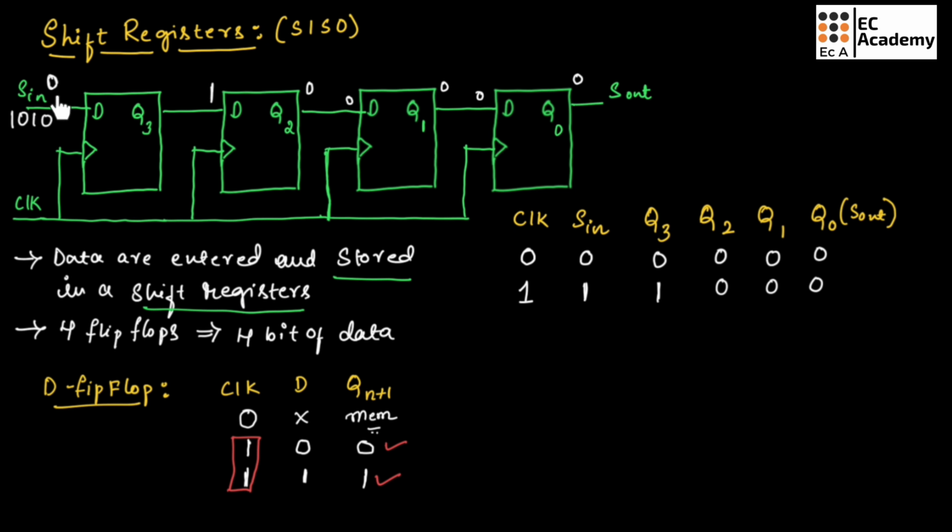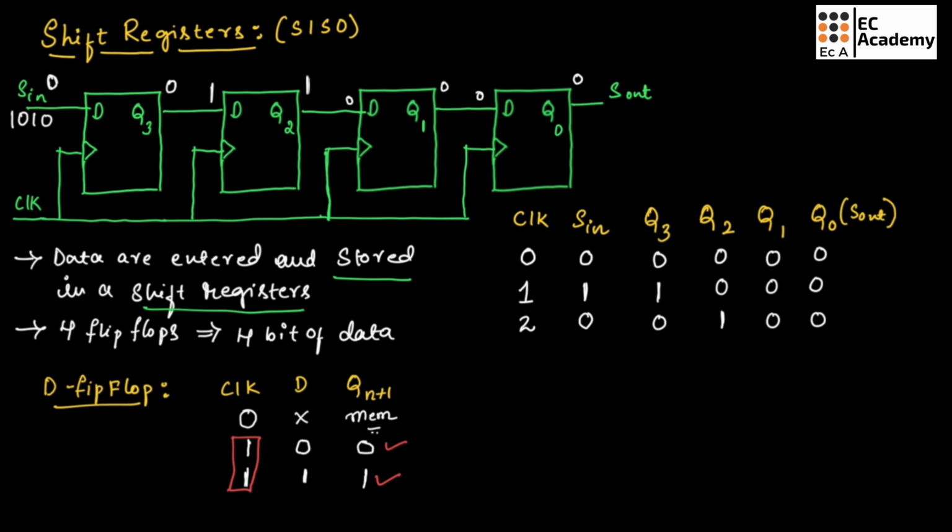Due to this input, output of first flip-flop will be 0. Due to this 1, output of second flip-flop will be 1. Due to this 0, output of third flip-flop will be 0. And due to this 0 input, output of fourth flip-flop will be 0. When the next clock pulse is applied, when serial input is 0, output of first flip-flop is 0, output of second flip-flop is 1, output of third flip-flop will be 0, and fourth flip-flop again it is 0.